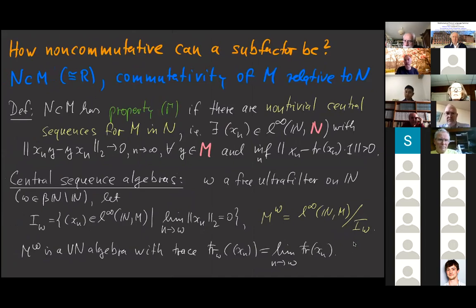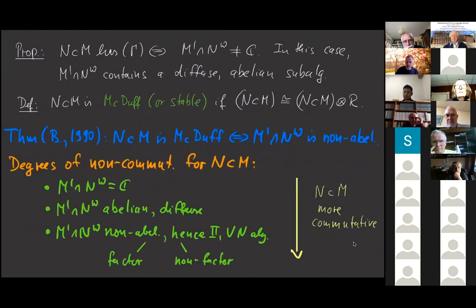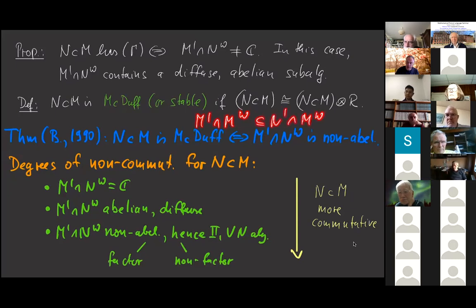You can also do that, and people have certainly done that. Instead of looking at M prime intersection M omega, you look at N prime intersection M omega. And that is always a huge algebra, as you said. It's always a II_1 von Neumann algebra. But certainly you could look at things like, what about M prime intersection M omega contained in N prime intersection M omega? What kind of a subalgebra is that?